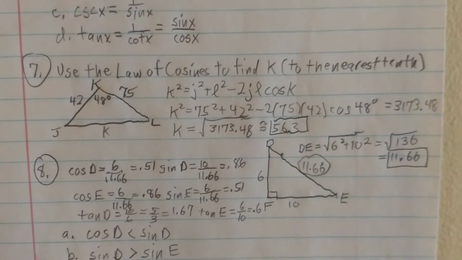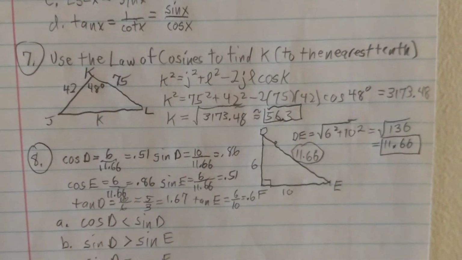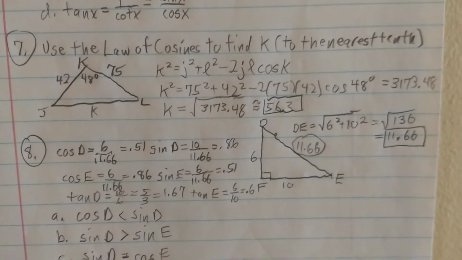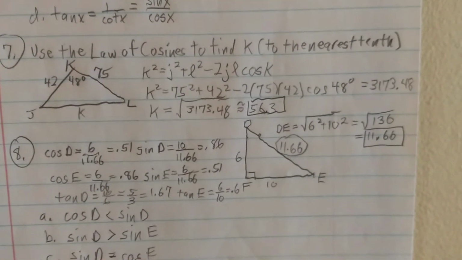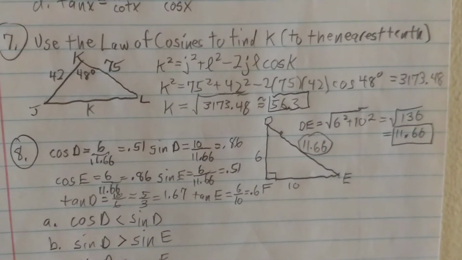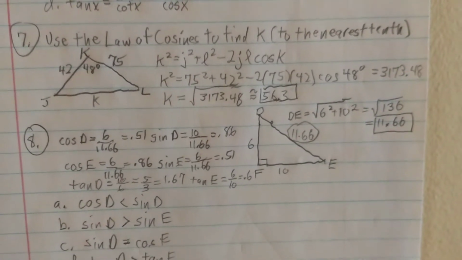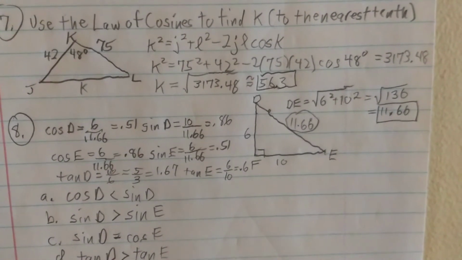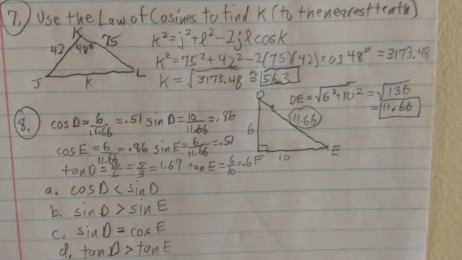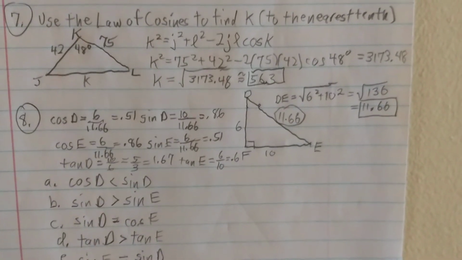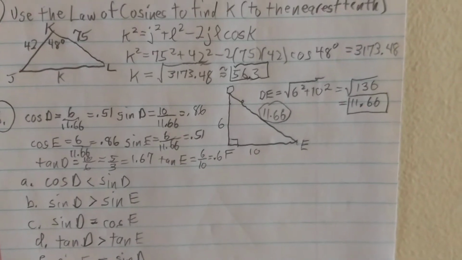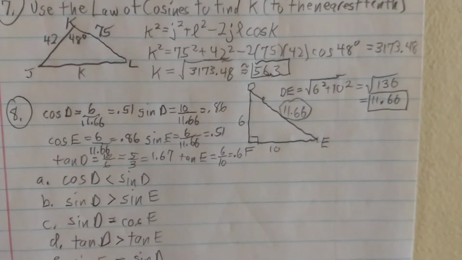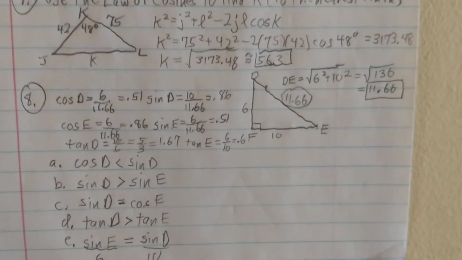Now in 7, we're going to use the law of cosines to find k, the side opposite angle 48, the way the law of cosines, the SAS form, works, to the nearest tenth. So k squared is equal to the given sides j squared plus l squared minus 2jl cosine k. So k squared is equal to 75 squared plus 42 squared minus 2 times 75 times 42 times cosine 48, which comes out to 3173.48, and the square root of that comes out to about 56.3 to the nearest tenth.